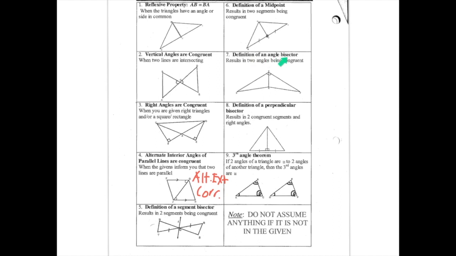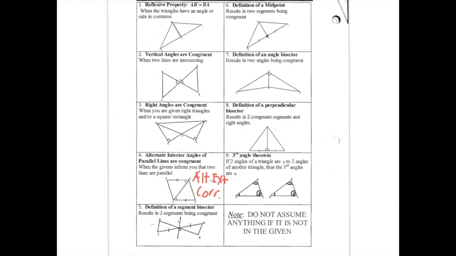Next, we have definition of an angle bisector. So, like in this case, if it says that, I can't really read these letters, it's like AD. So, if AD is a bisector of whatever this angle is, then you will know that this angle is congruent to this angle, and you would state that by writing the names. And the reason would be definition of an angle bisector.